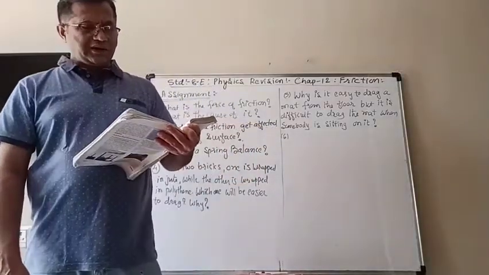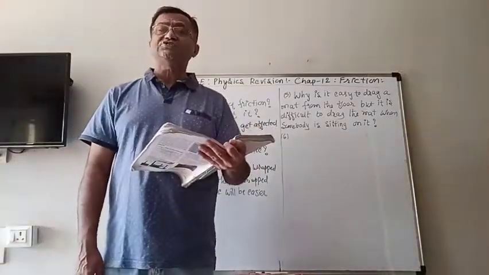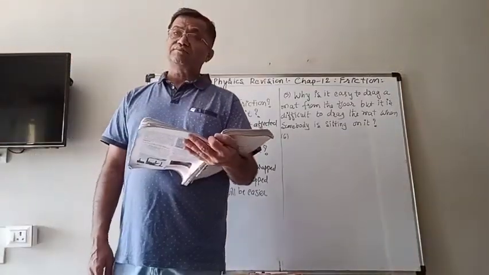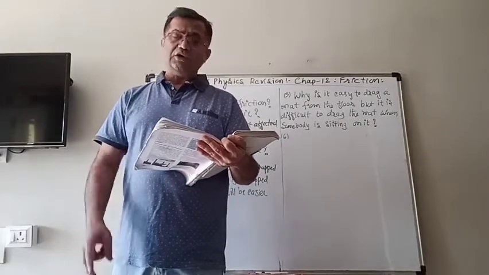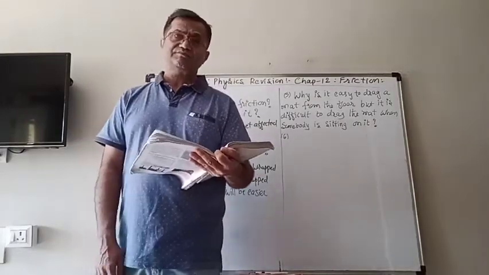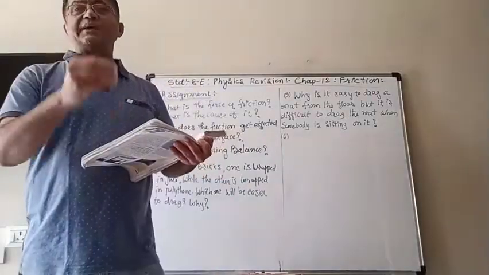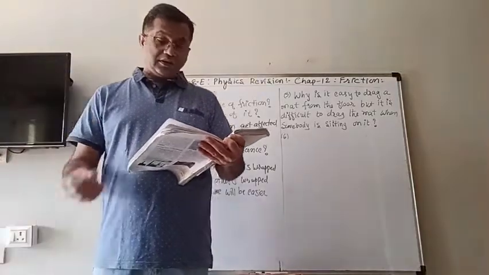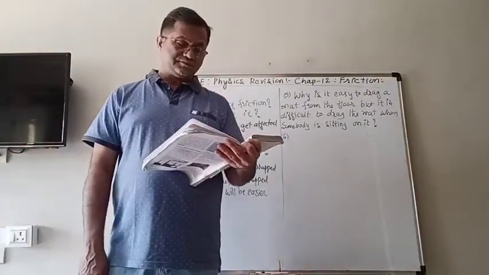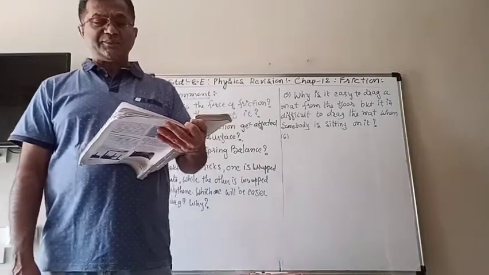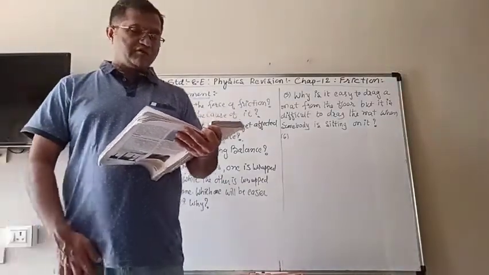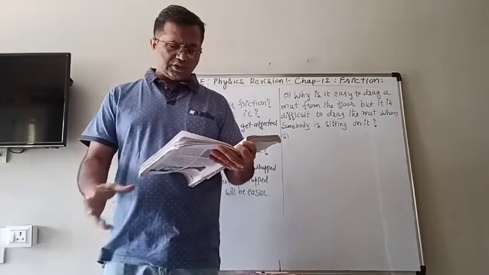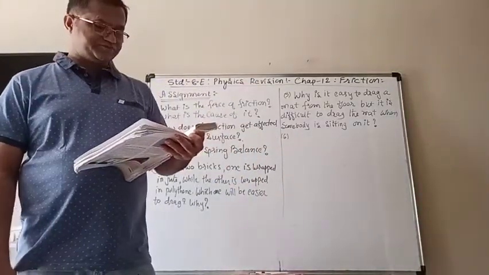So, what are the causes of the friction? Friction depends on some factors, that are the shape of the surface and the nature of the surface. The nature of the surface is also very, very important, as the force of friction depends on it.